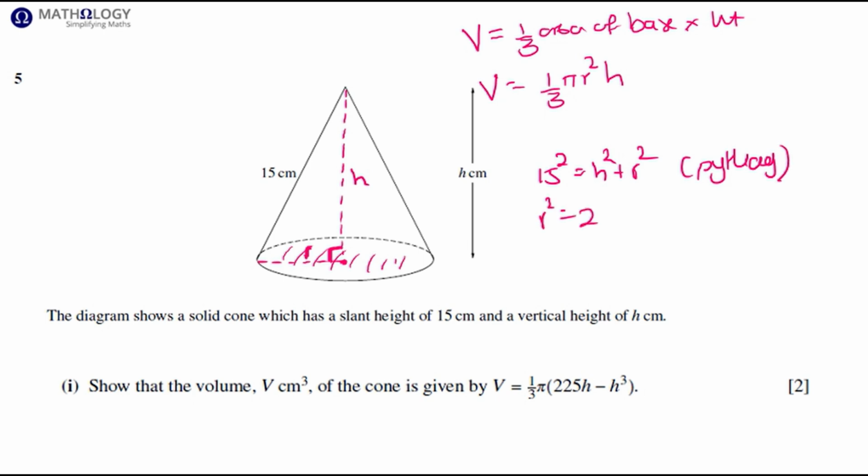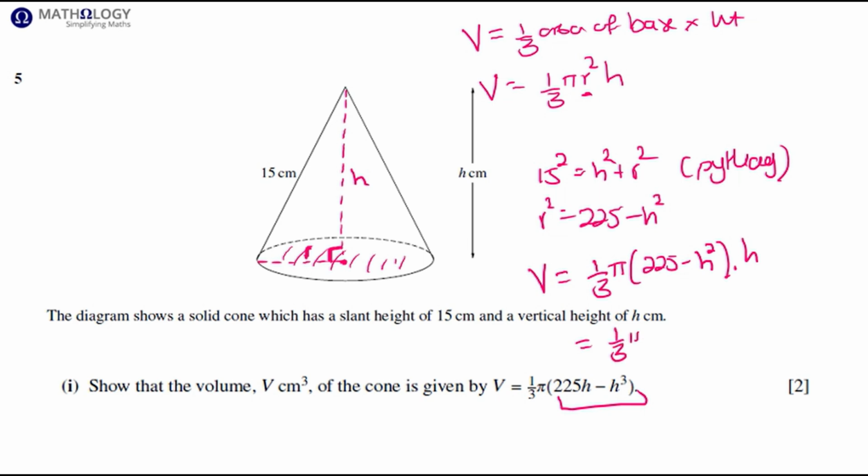So r squared equals 225 minus h squared. And we're not going to square root that because we have got an expression. We have got r squared as part of our volume, so we'll just leave it as it is. Volume will be a third pi times r squared, which is 225 minus h squared, times the height h, and then just putting it into the form that they require it in. We're going to bring the h into the bracket, so the volume will be a third pi times 225h minus h cubed.